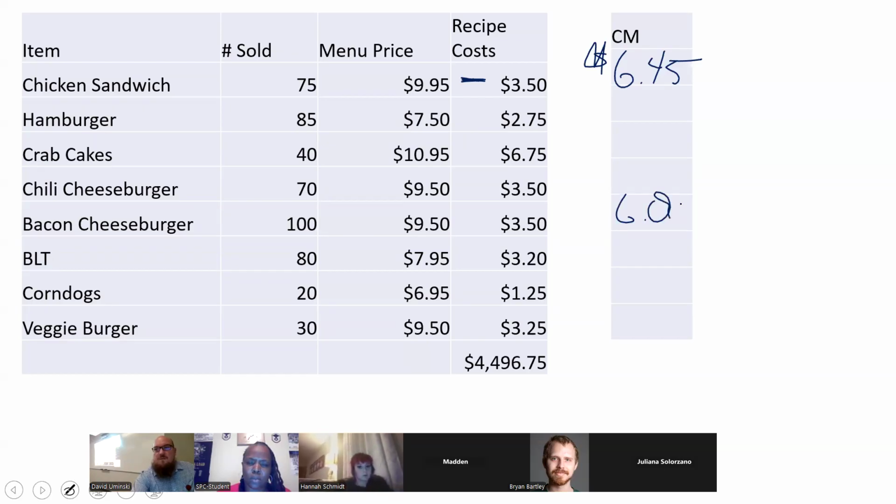Is this on a spreadsheet by chance? Yes, we're downloading it. Okay, awesome. Yeah, this is the in-class activity in module 4.